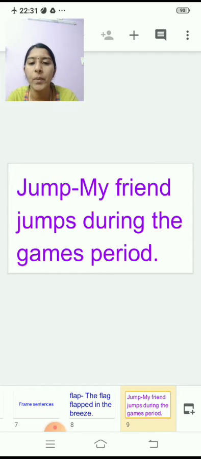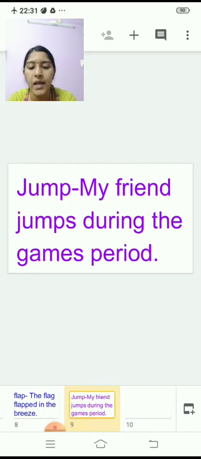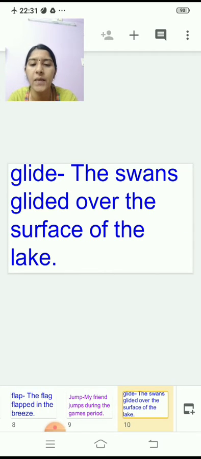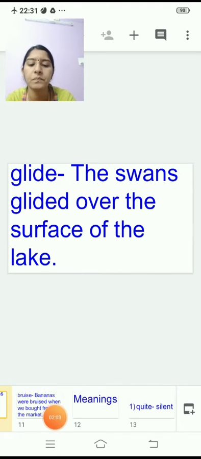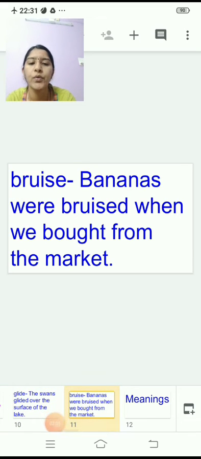Second one, jump is the word. So you're going to use that word there. My friend jumps during games class, right? Games period. And the next one, glide. The swans glided over the surface of the lake. And the next one, bruised. Bananas were bruised when we bought from the market. So these are the sentences which we saw in the last class.